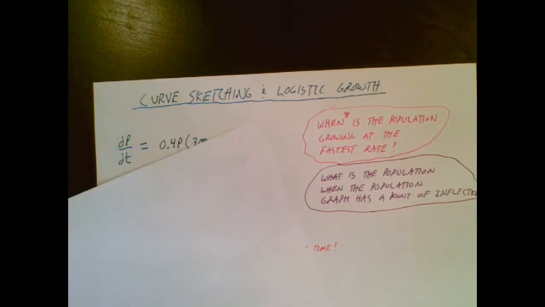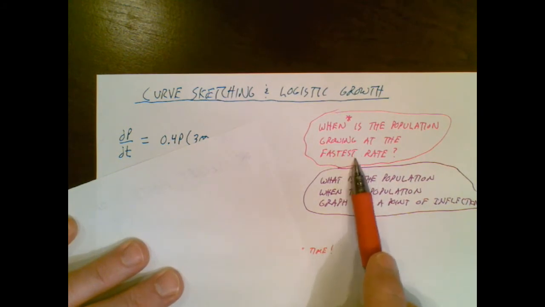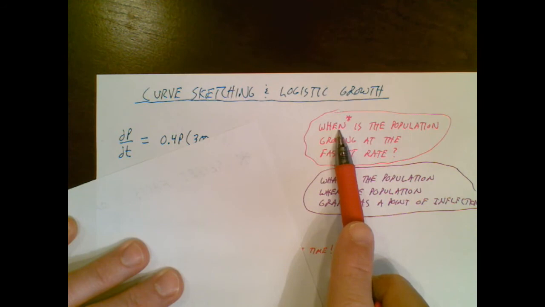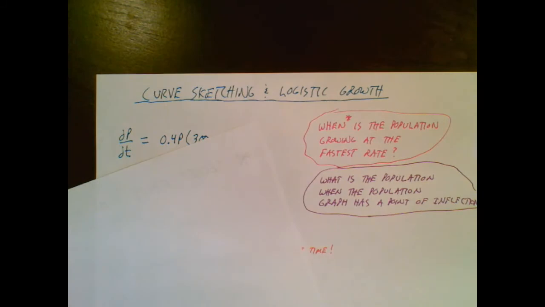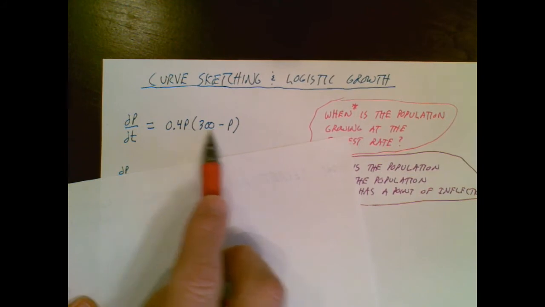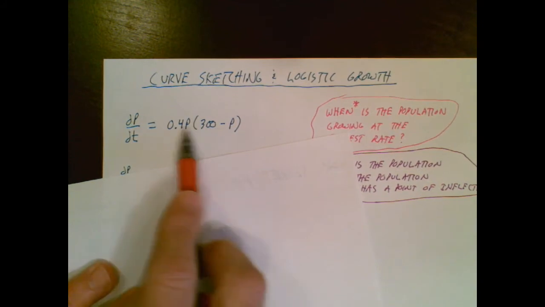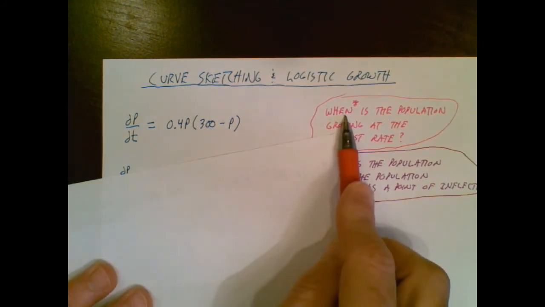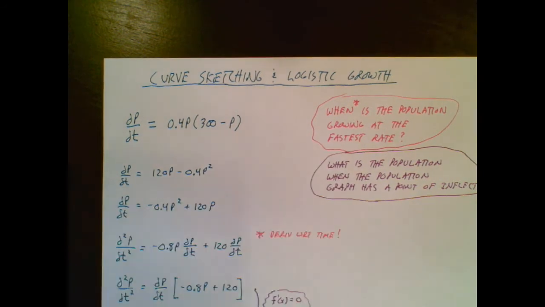Going back to this, I put an asterisk by "when." When is the population growing at the fastest rate? That's actually bad grammar, because I should say, what is the population when the population is growing at the fastest rate? Because our variable in play here is the P. You notice that we don't have any t for a variable. The whole thing is happening with respect to time, but P is the only value that we could get. So I really should have stated that as, what is the population? So let's work through this example.